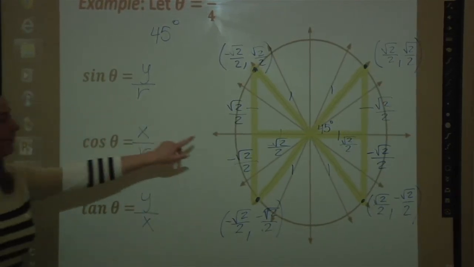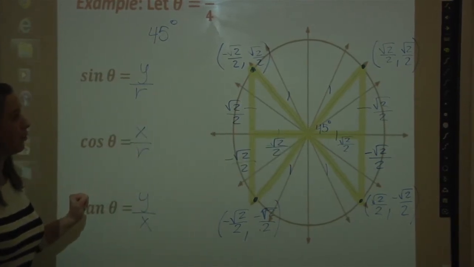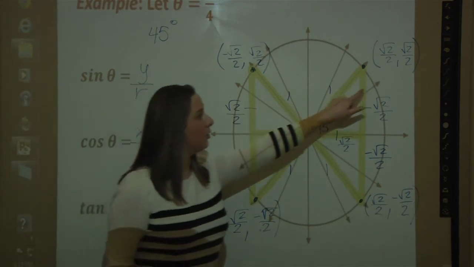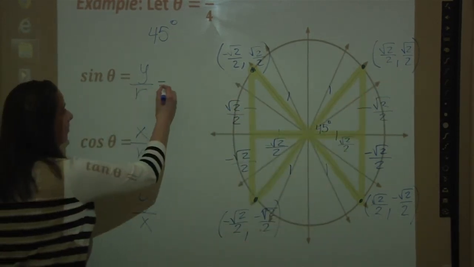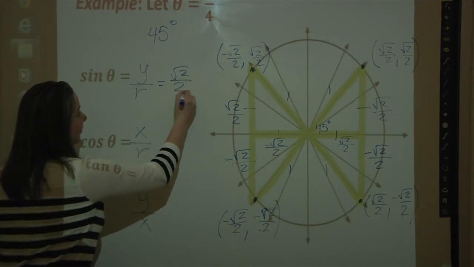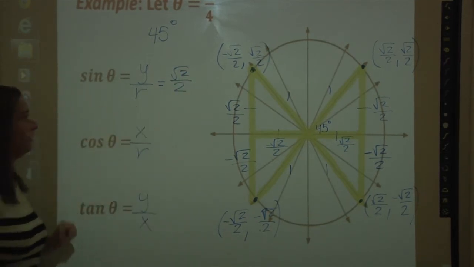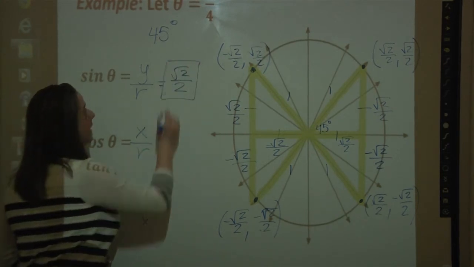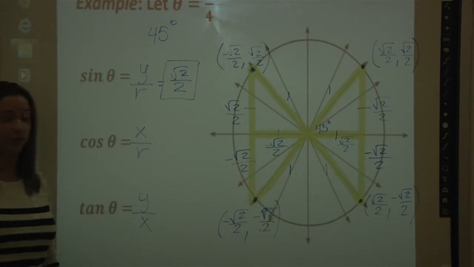So when I think about my 45-degree triangle, I'm going to think about what my y-coordinate is. My y-coordinate is specifically radical 2 over 2. My r value is 1. Anything divided by 1 is just 1. So sine of pi over 4 is going to be radical 2 over 2.